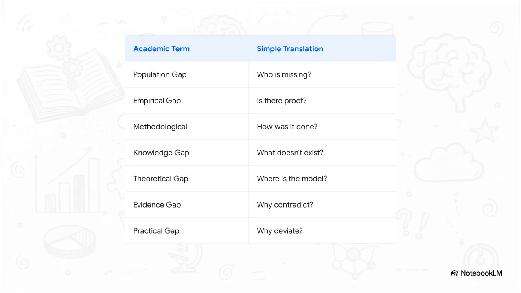I absolutely love this breakdown because it brilliantly translates all that dense academic jargon into simple, real-world questions that our inner detective can ask. For instance, the population gap, that just simply asks, who is missing? The empirical gap asks, is there proof? Methodological asks, how was it done differently? The knowledge gap is just, what doesn't exist yet? The theoretical gap looks for the underlying model. The evidence gap investigates contradicting results. And finally, the practical knowledge gap asks why professionals out in the real world deviate from what the research says.